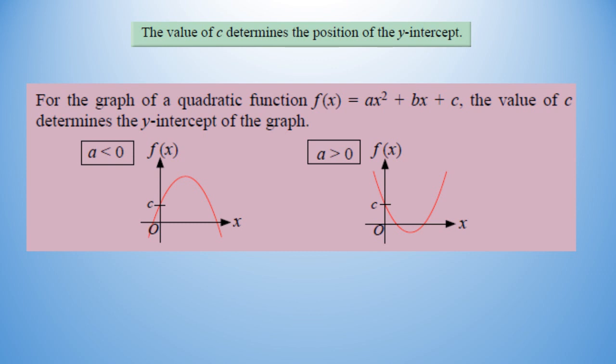If a is greater than 0, the graph is in U shape. And then the graph passes through the y-axis here, and cuts the x-axis. So your value of c is here, okay? That means if I give you the value here is 2, that means c equals 2, y-intercept equals 2, like this.